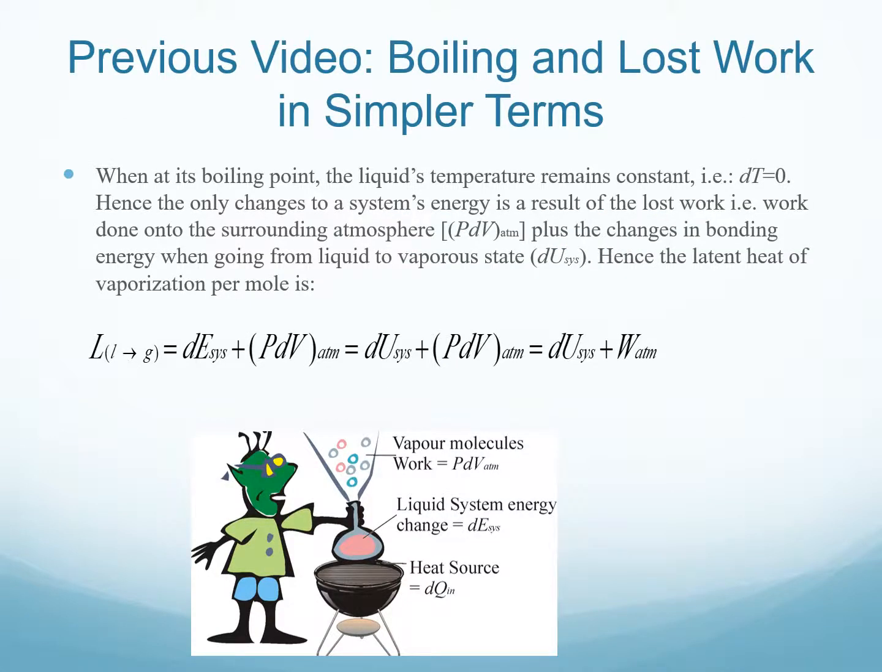Today we're going to talk about the latent heat and its probability function. In our previous video, Boiling and Lost Work in Simpler Terms, we described the latent heat of vaporization. At the boiling point the liquid's temperature remains constant, dT equals constant. The latent heat is then equal to the change in the system's energy plus the work done on the atmosphere, which is equal to the change in the bonding energy of the system, dU system, plus the work done to the atmosphere. If you want, you can look at that video before proceeding with this one. If you don't understand that video, then we'll proceed here.